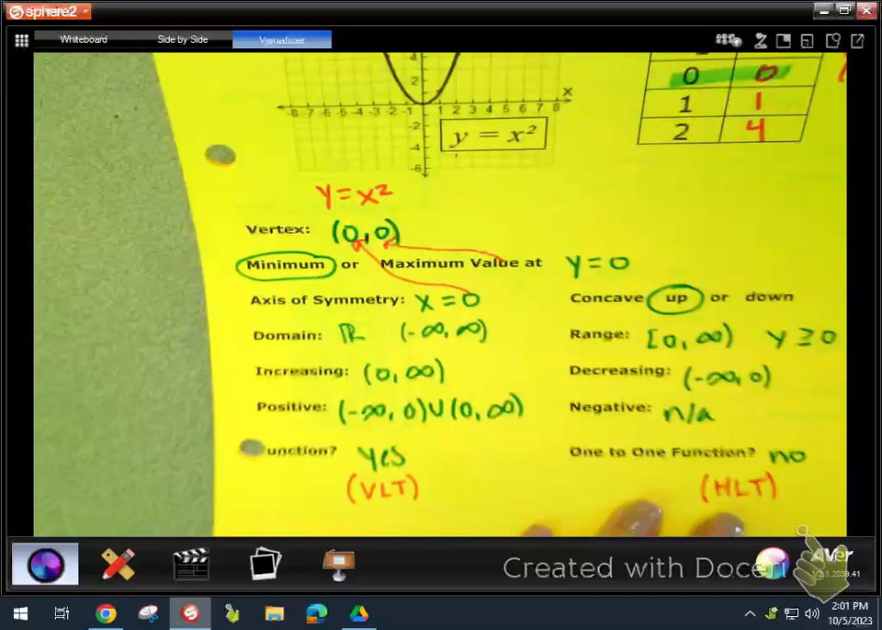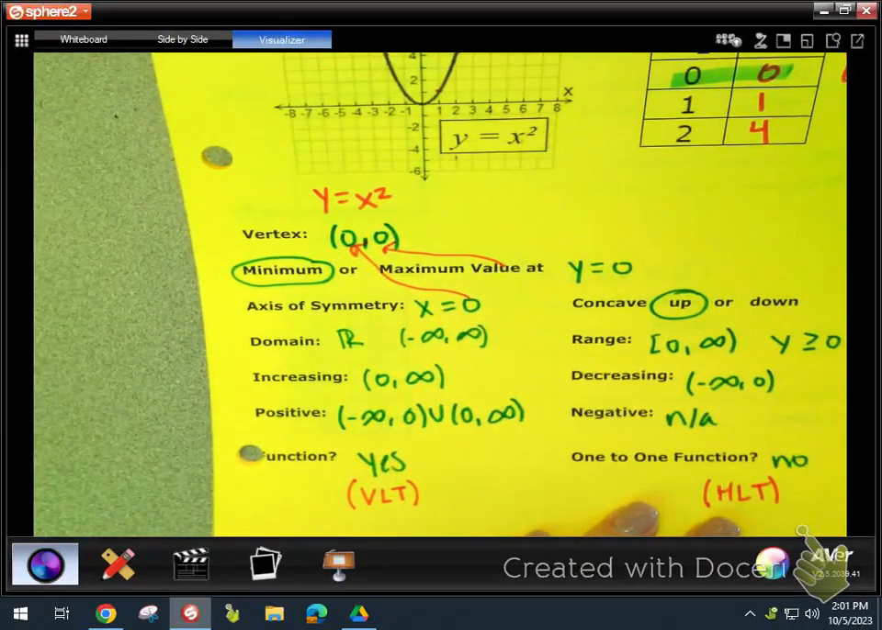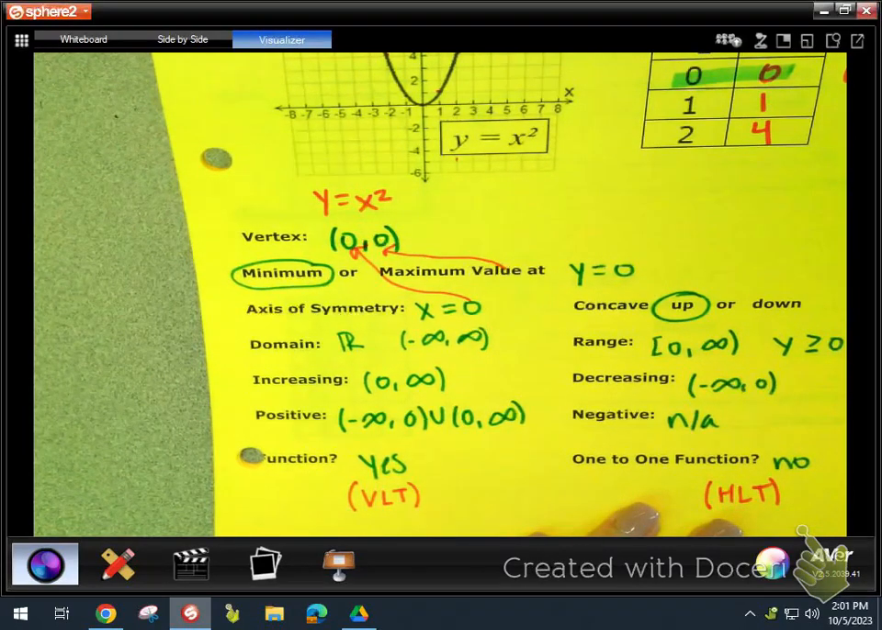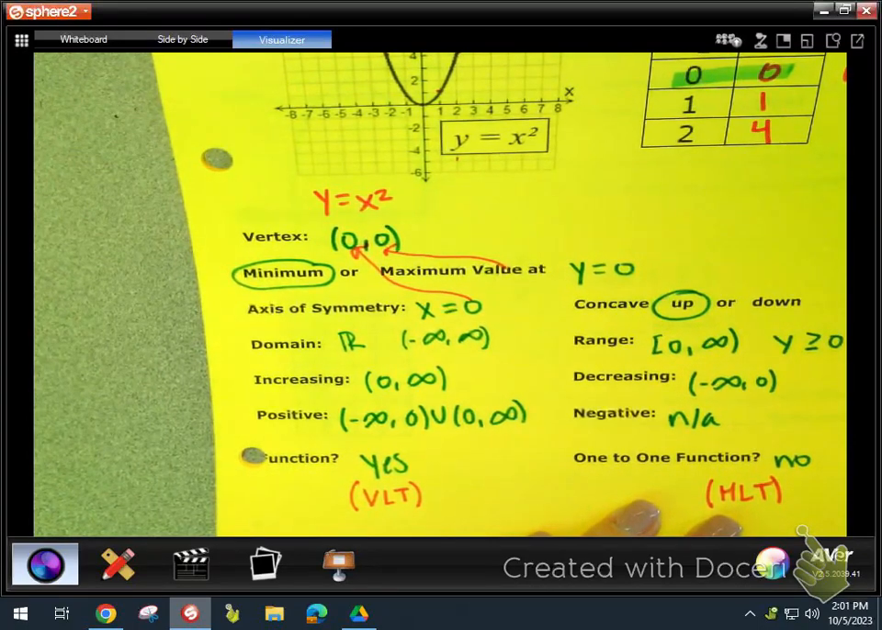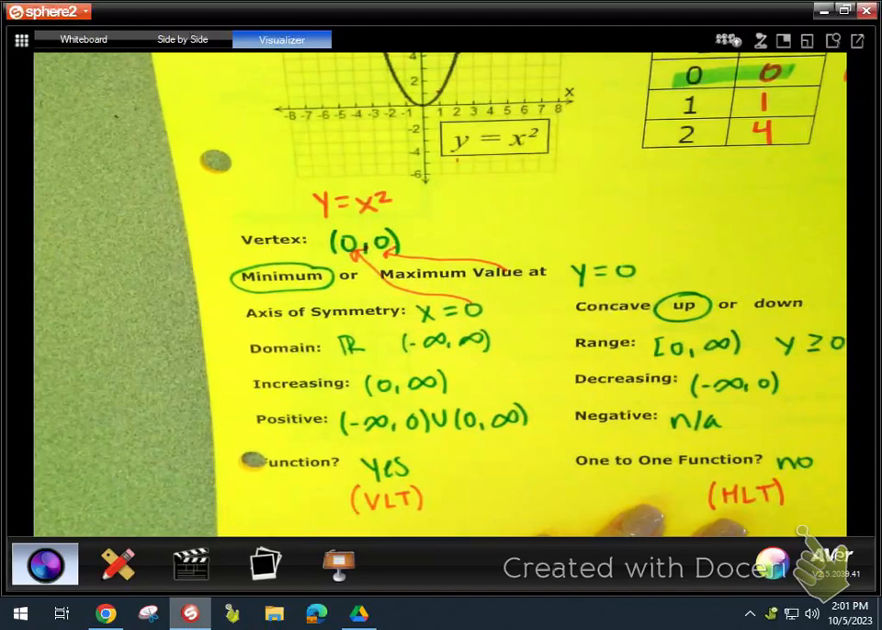Anybody remember what that tells you? Horizontal line test? Oh, wait, no. Not the original. We already know the original is a function. Why do we need it to tell us something is one-to-one? Anyone have any clue as to why? Very good. So if you have a one-to-one function, then its inverse will be a function.